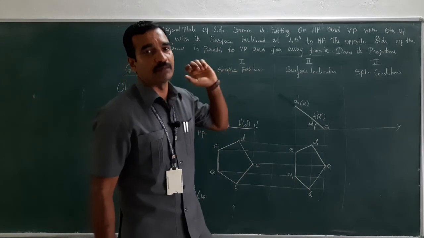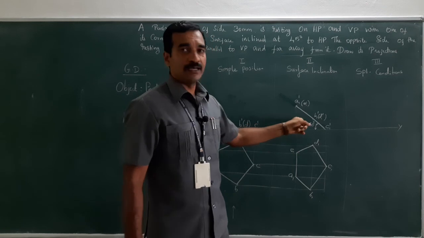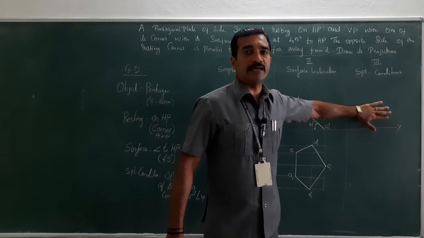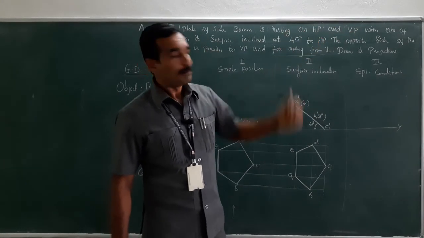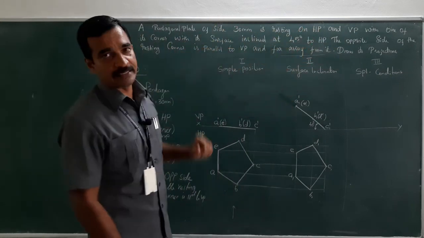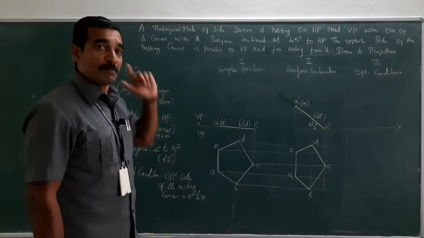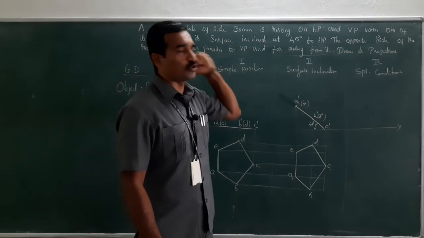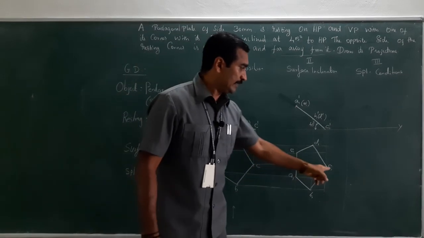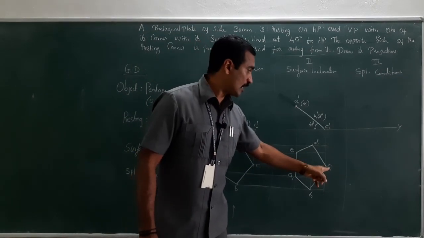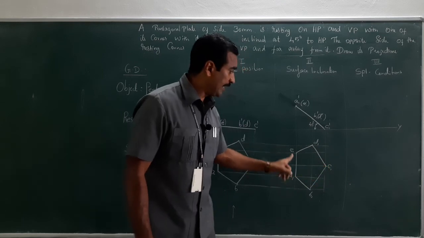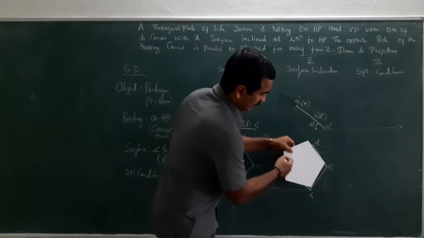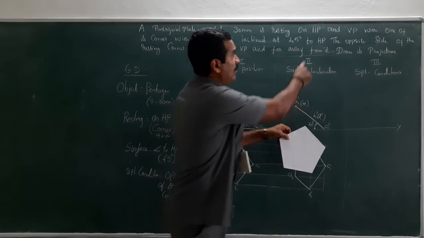That is, the edge is inclined some degree with VP, because here the surface is already inclined to HP. Therefore, in this third stage, it should be inclined to VP, right? But in this case, as far as this question is concerned, there is no edge inclination. Besides that, it is given that the opposite side of the resting corner is parallel to VP. How is it resting? It is resting with one of the corners. What is the opposite side of this corner? AE. That should be kept parallel to VP and far away from it.